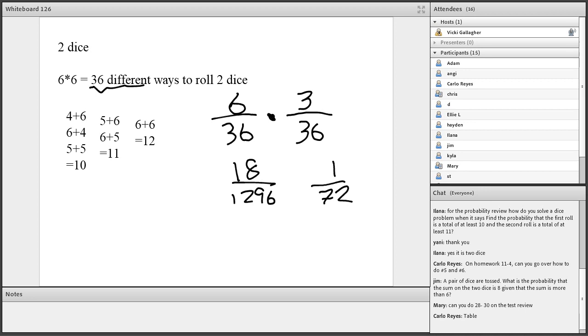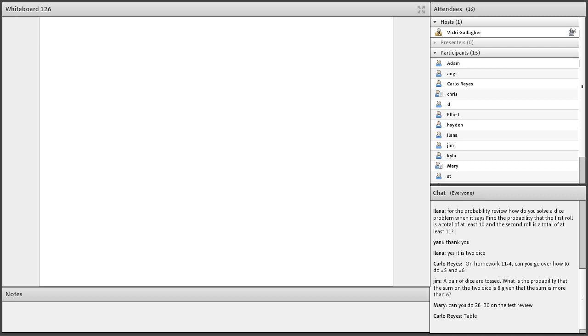Okay, and I just want to clarify. Wait, never mind. 5 and 6. 5 and 6. Got it. Okay. I was thinking it was 4 and 5, and then I was confused because 4 was from one table and 5 was from a different table.